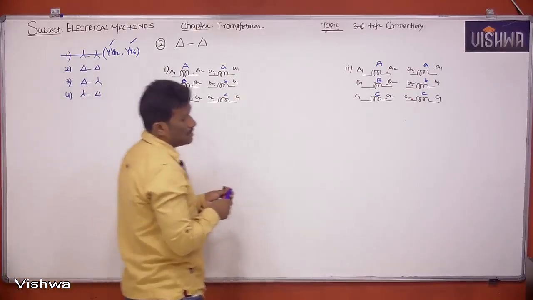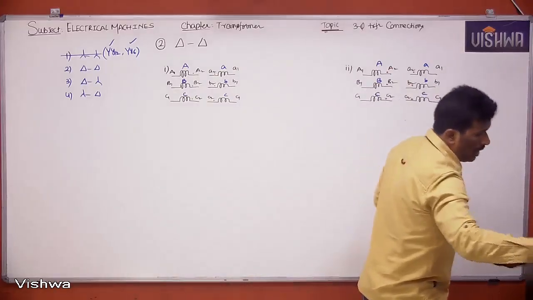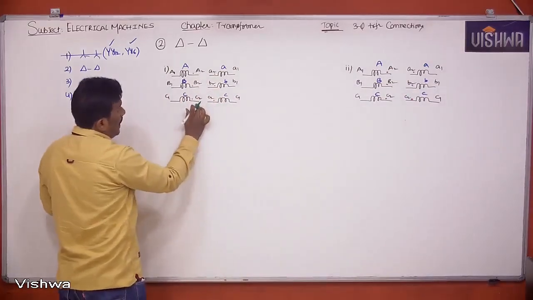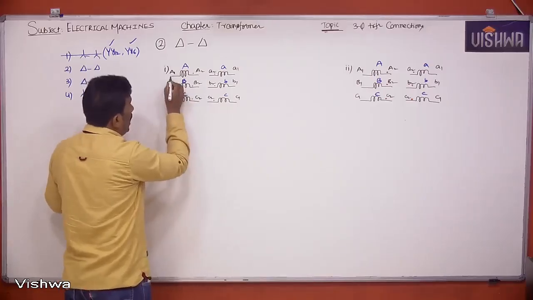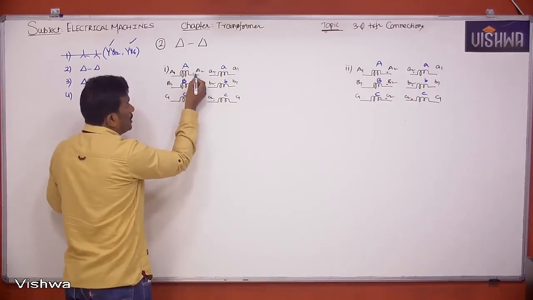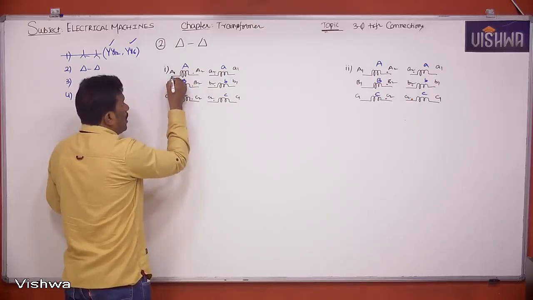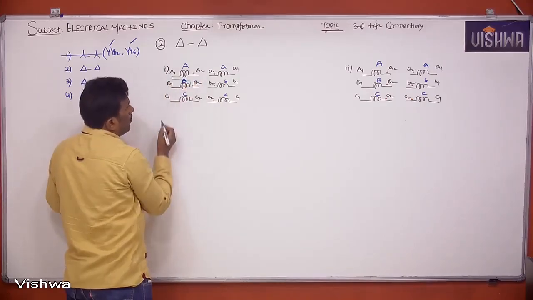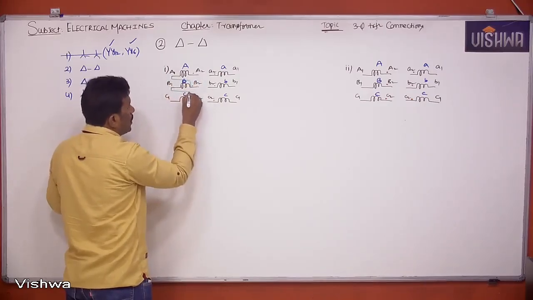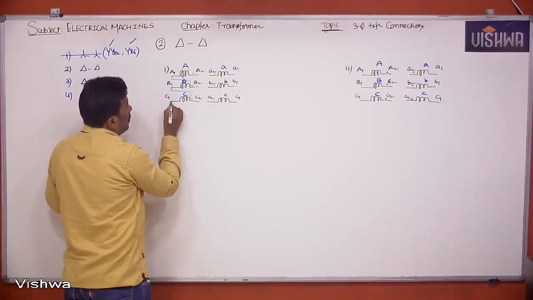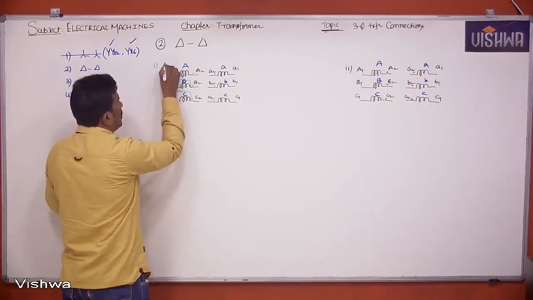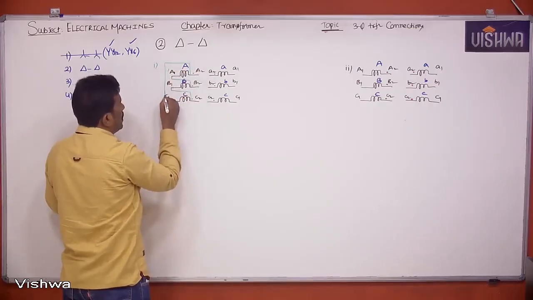I'll give input to A2, B2, C2 and I'll give connections like this. This is dotted, these are undotted. Undotted to dotted I will go. Similarly, undotted to dotted. From this undotted to dotted, undotted to dotted, undotted to dotted. I'll give the connection like this.